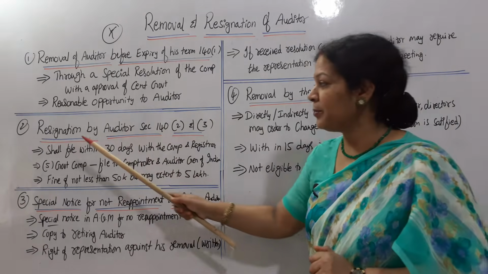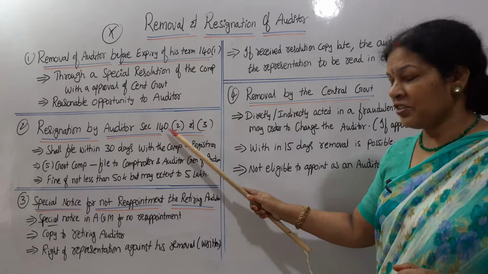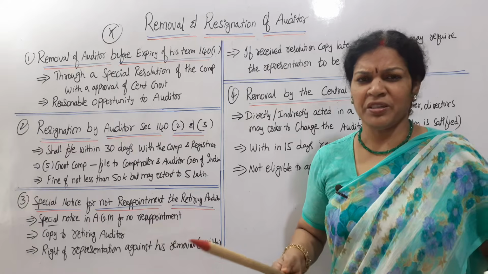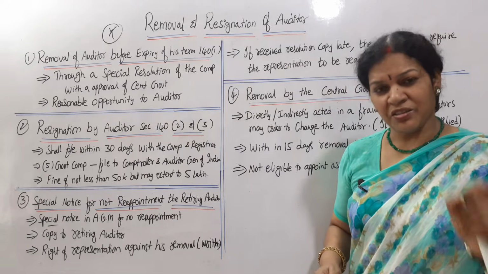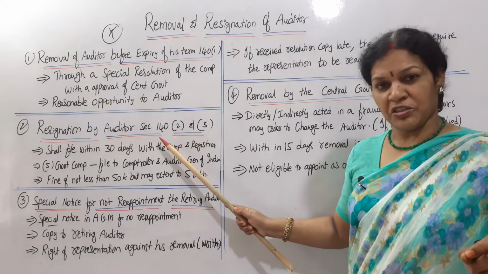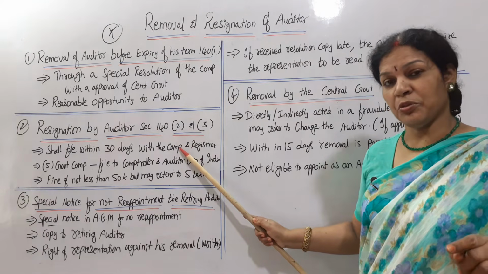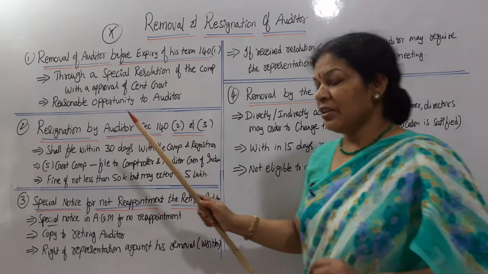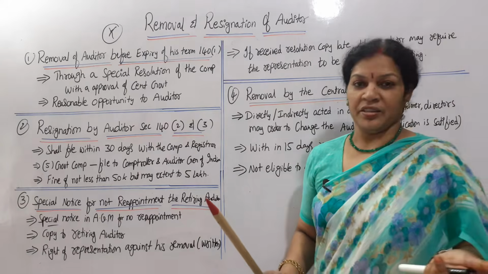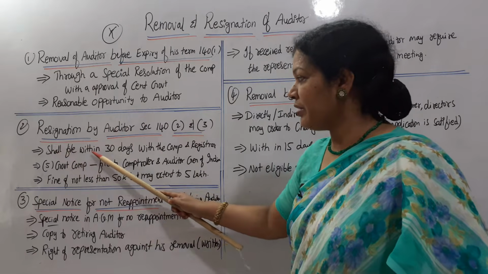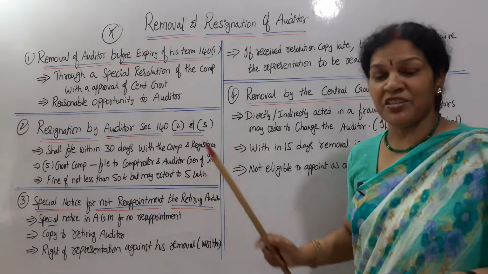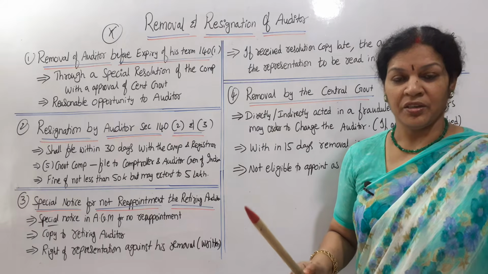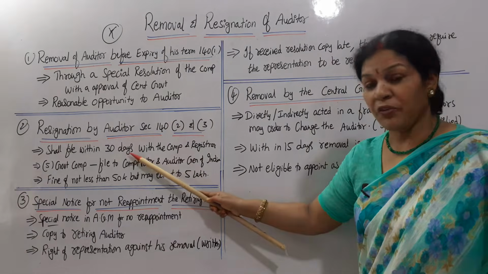Next, the second point is resignation by auditor, section 140 subsections 2 and 3. Now we are talking about resignation. Resignation also comes under removal only. Related to resignation, same section 140, here subsections 2 and 3, whereas there it was subsection 1. If any auditor wants to resign, he shall file within 30 days with the company and registrar. If I want to resign, I should give my resignation at least 30 days before.